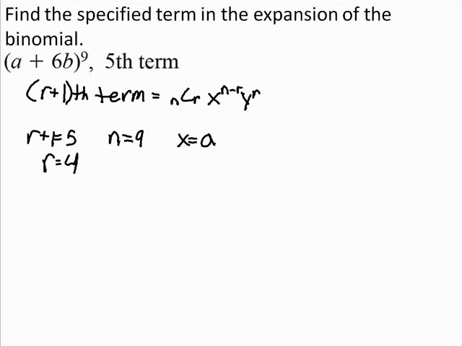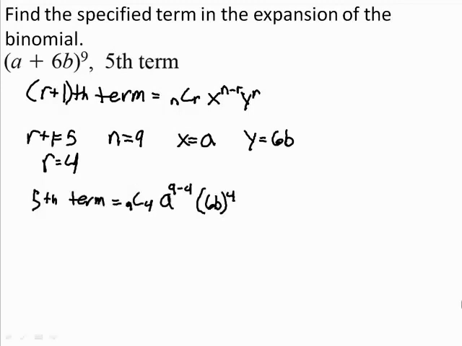The first term in the binomial is a, so we will call x a, and the second term in the binomial is 6b, so we will call y 6b. The fifth term is 9C4 times a raised to the 9 minus 4th power times 6b raised to the 4th power.